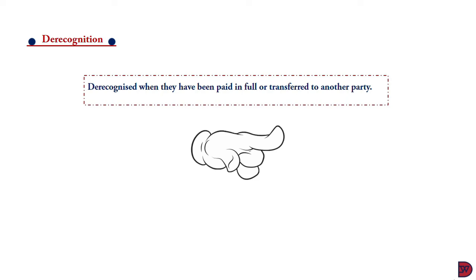or cancelled or expires. Where there has been an exchange between an existing borrower and lender with substantially different terms, or there has been a substantial adjustment to the terms of an existing financial liability, this transaction qualifies for the original financial liability to be derecognized and the recognition of a new financial liability. A gain or loss from the derecognition of the original financial liability is recognized in profit or loss.